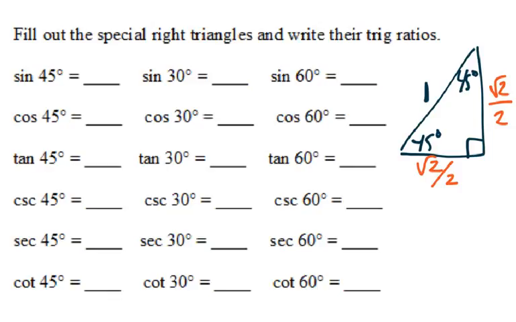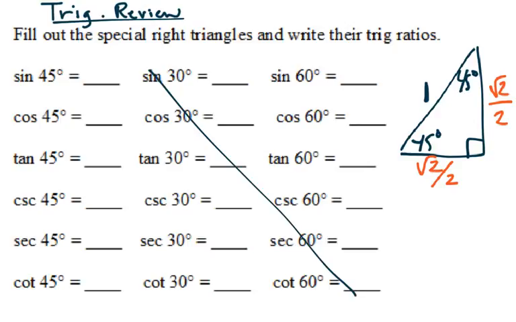All right, Math 3, here is the last part of that trig review. Okay, hopefully you tried it on your own first, but we are going to fill these out. First we're going to focus on the 45-degree angle. So we need the sine, the cosine, the tangent, the cosecant, secant, and cotangent.